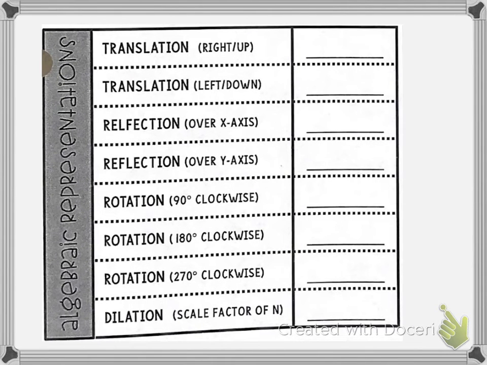For the next one, we have the algebraic representations for the transformations. So when we're doing translation and we're going up or to the right, we have x plus the number that we're going to the right, and then y plus the number that we're going up. Okay. For left and down, we would have x minus n for left, and to go down, we will have y minus n. Right.